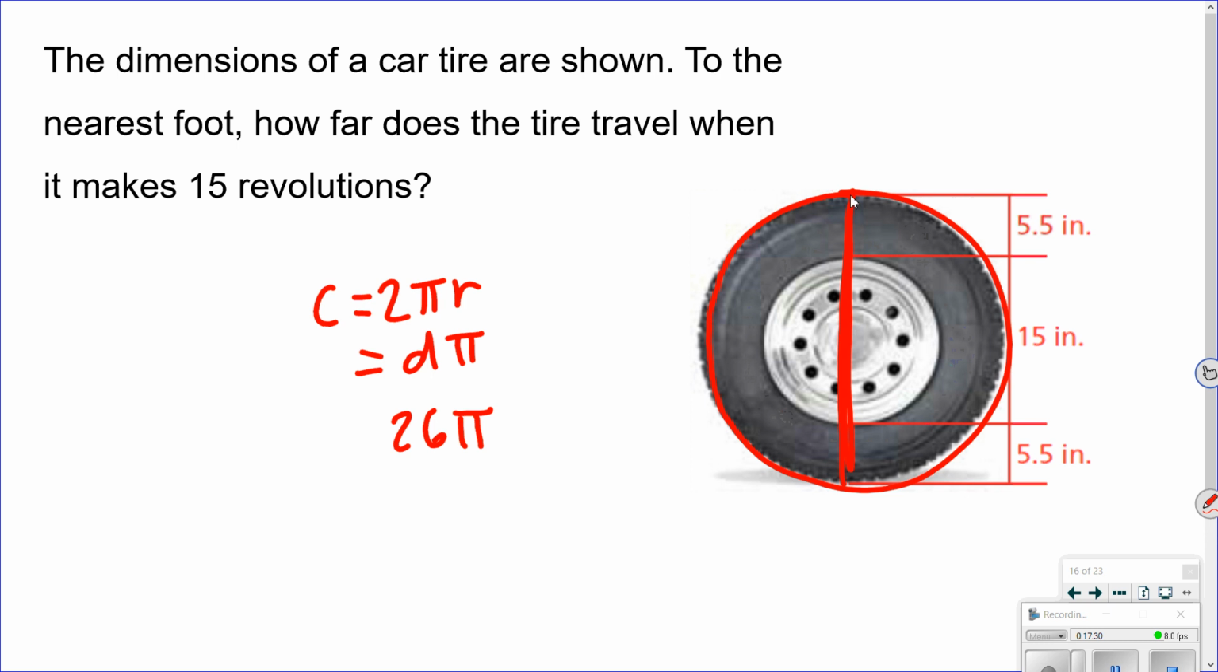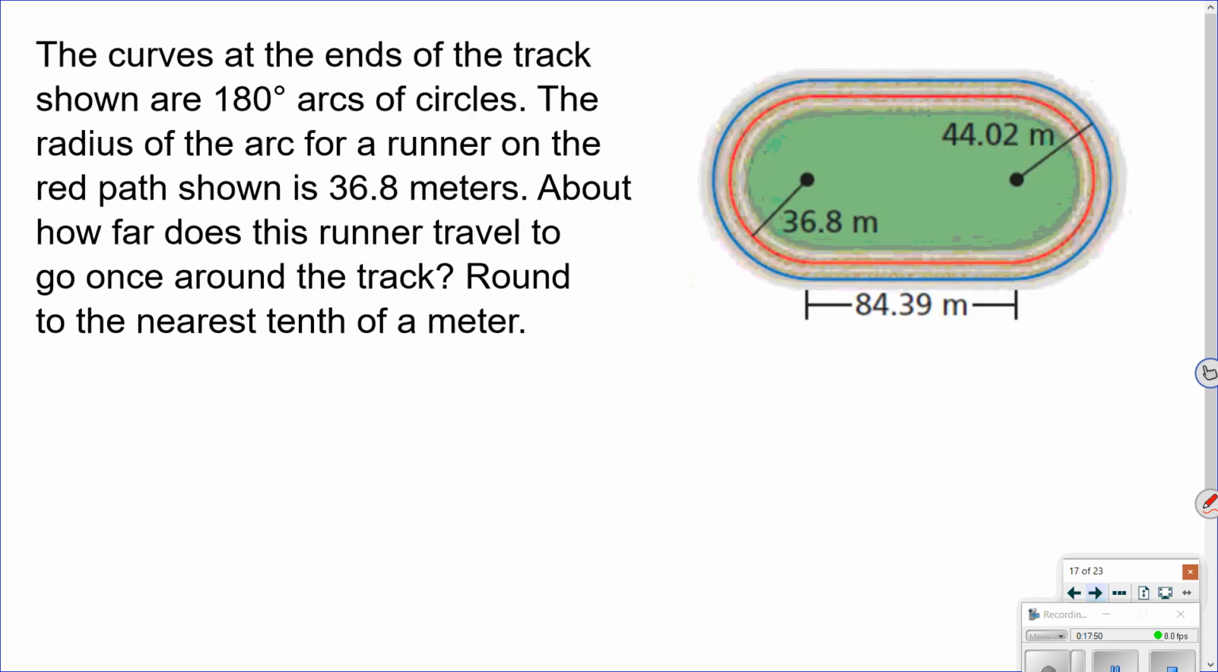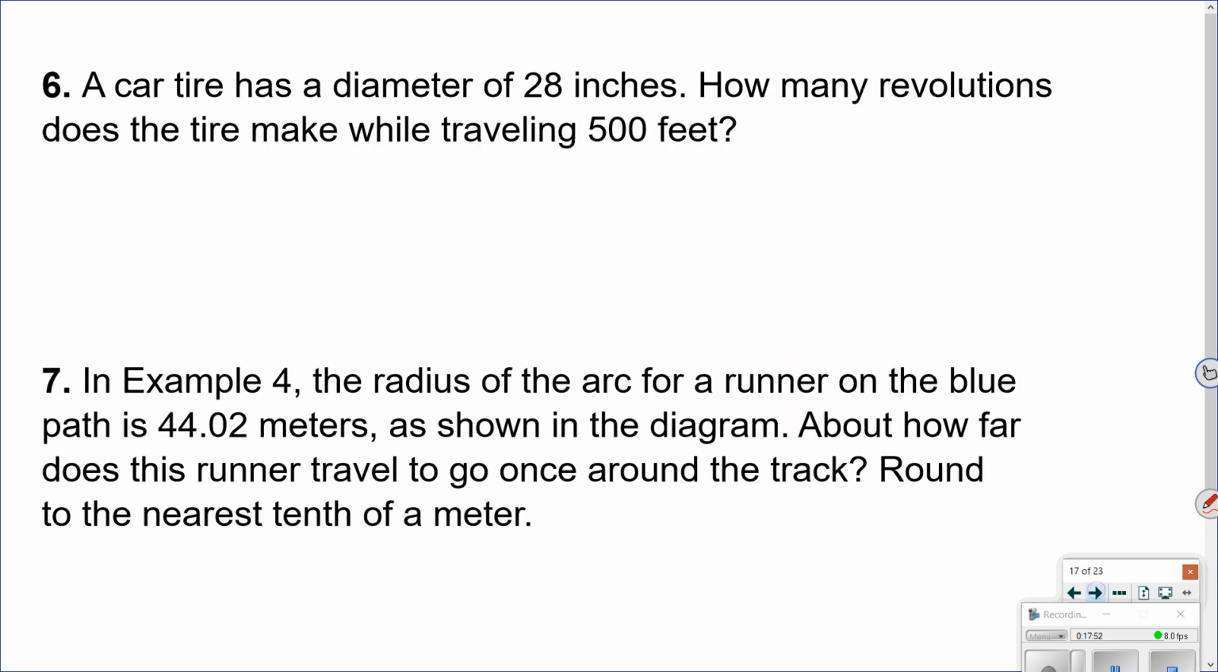That's 1 revolution. It wants to know how far it would travel at 15 revolutions. So all we do is times that by 15. Again, you'd plug that in a calculator, and whatever that comes out to be would be the distance traveled. Those are in inches, so make sure you know your measurement. Whatever we get is measured in inches. We're going to skip past that one.